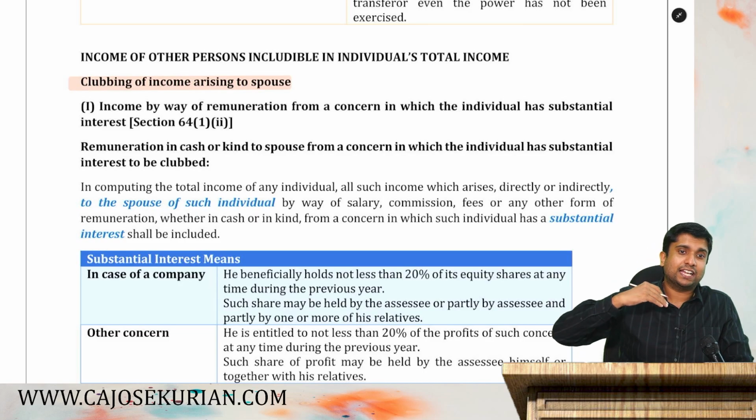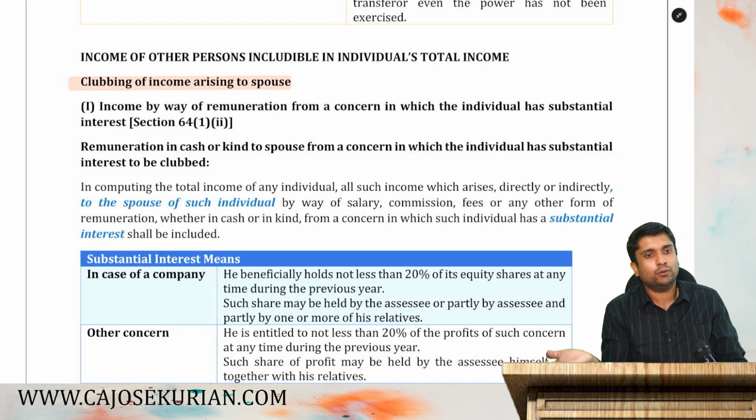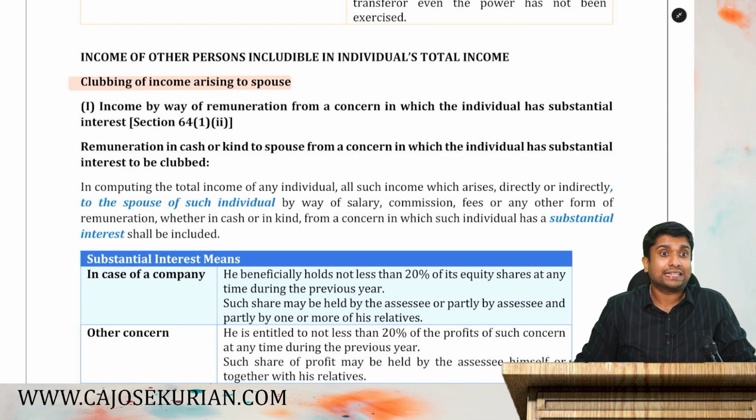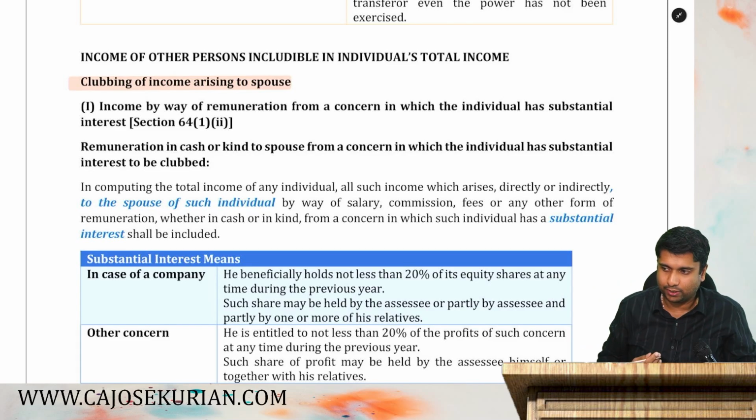Say husband is transferring income to his wife's name, or wife is transferring her income to husband's name. In both scenarios, clubbing can be attracted. So different scenarios, that's what we are about to discuss right now. So let's understand which are the different scenarios over there.